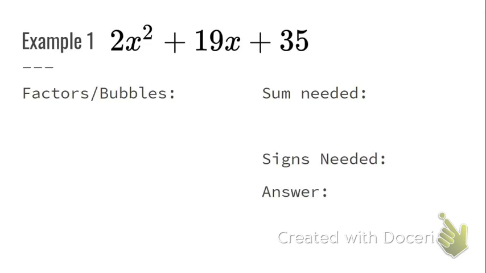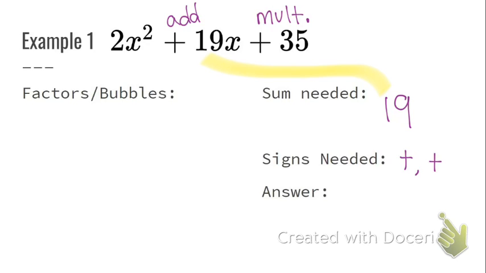The sum that we need comes from this middle term. Okay, so that's where the sum comes from. It's a positive 19. The signs that we need, we have to look at the signs from our problem. So we're trying to multiply to a positive number, which means our signs will have to be the same. We're trying to add up to a positive number, which means both signs need to be positive. So we need both signs in our parentheses to be plus signs. We could fill that in right away.